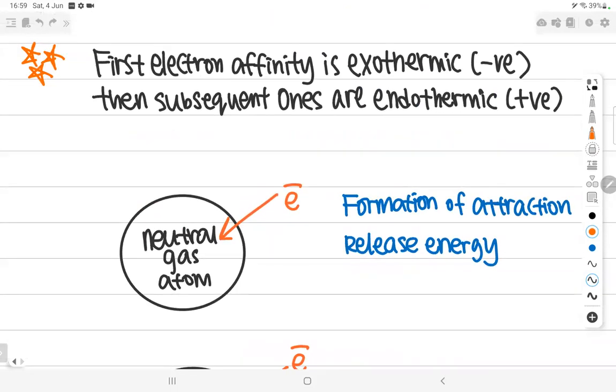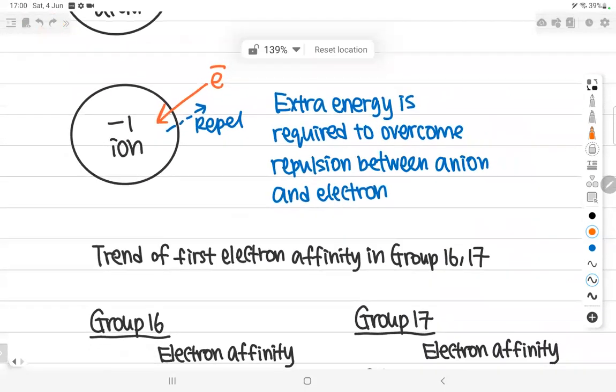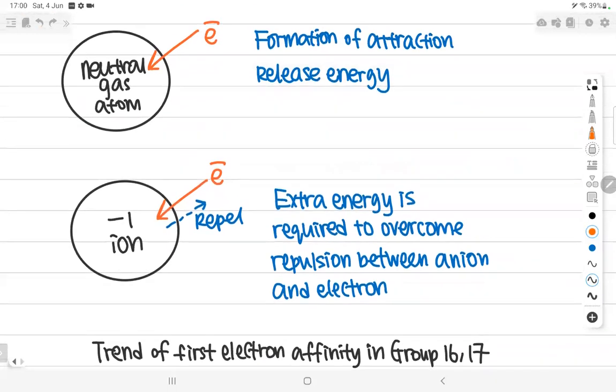That's why for the second, third, fourth, and so on, all the subsequent electron affinities, we always need additional energy to put the electron into the gas ion. Because if you don't do that, no way the electron can go into the gas ion, since the negative ion and the electron always repel each other. Okay guys, so far so good? Can understand? I hope everyone can understand this. Okay, awesome, cool.